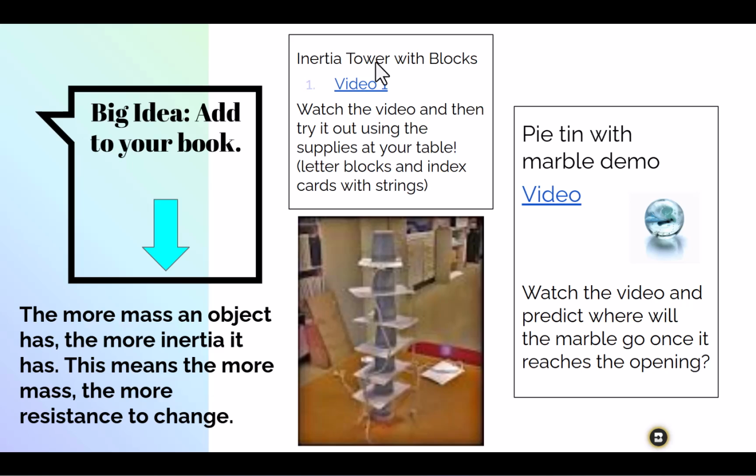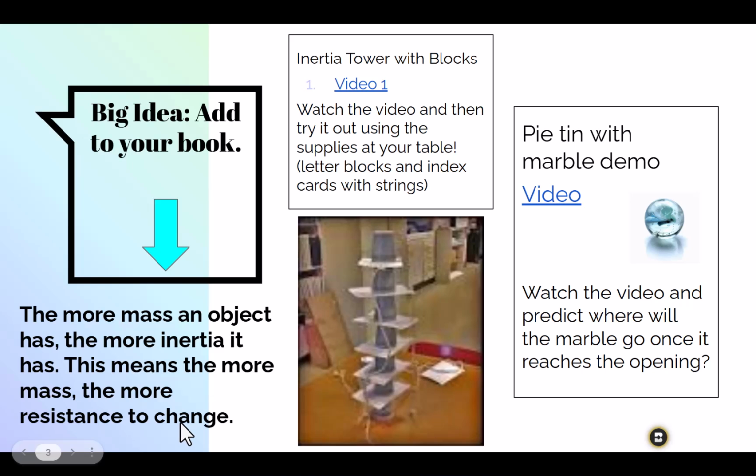Now, thinking further about Newton's first law of motion, we need to consider this big idea, and we need to add it to your book. I will read it. The more mass an object has, the more inertia it has. This means the more mass, the more resistance to change.